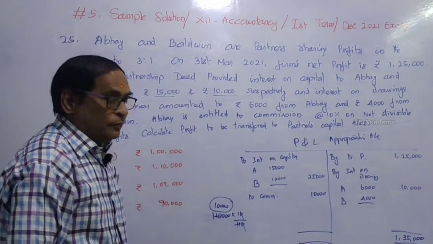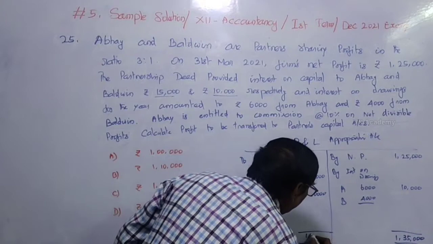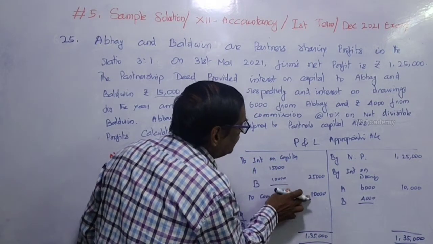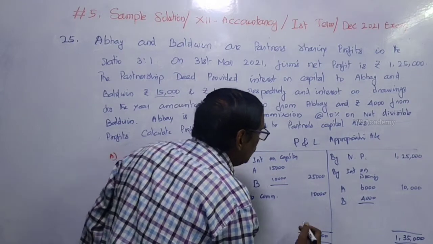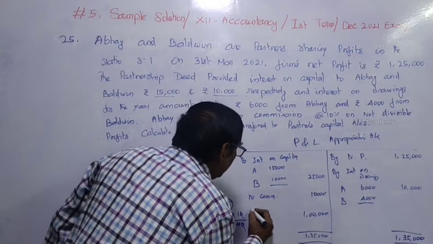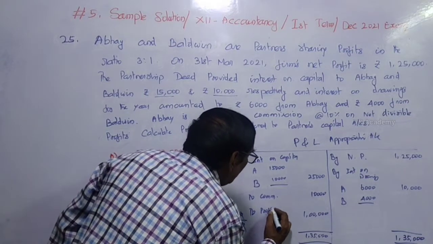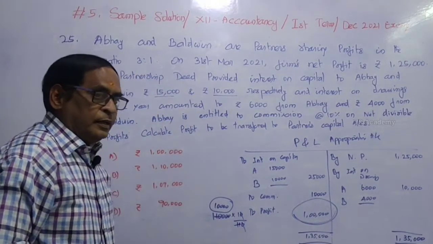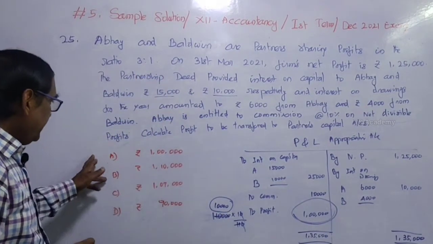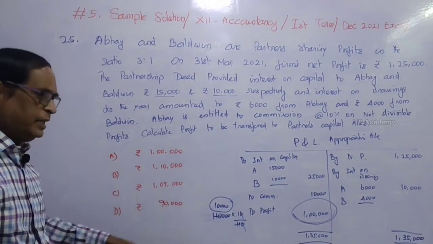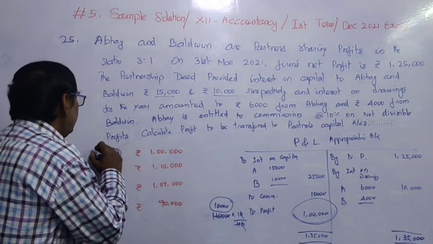Now we can balance. 1,35,000 minus 25,000 minus 10,000, so 1 lakh. This is the profit transferred to partners' capital account. This must be the answer. The options given are: A is 1 lakh, B is 1,10,000, C is 1,07,000, D is 90,000. So A is the correct answer.